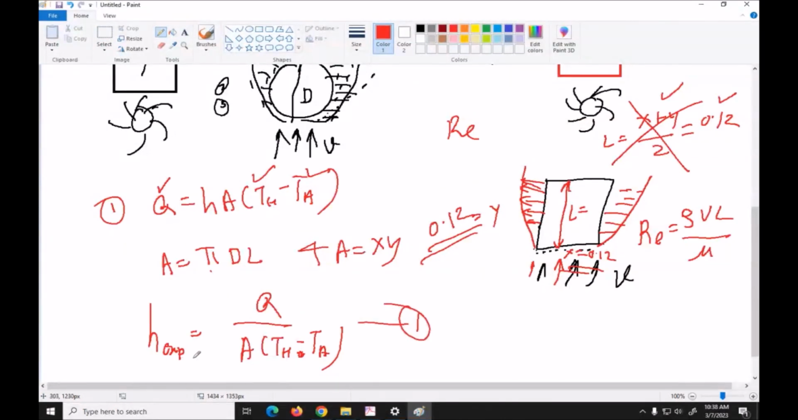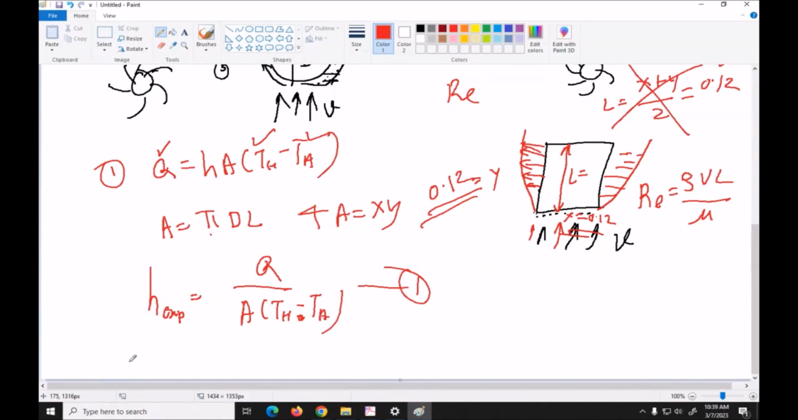Now by empirical correlations, we need to find all the numbers. The first number is the Reynolds number, because of forced convection. Last week we studied free convection, where we studied the Grashof number. Now the Reynolds number is Re equal to rho V d by mu.